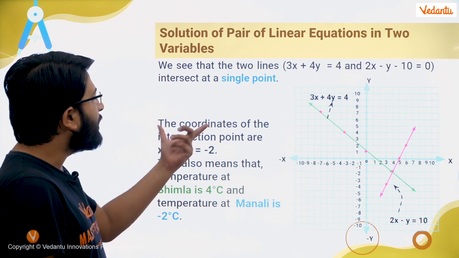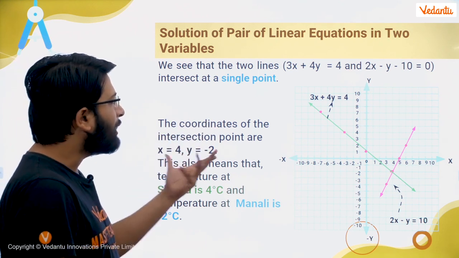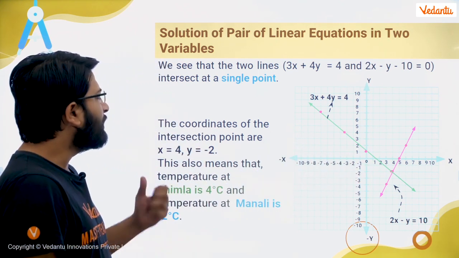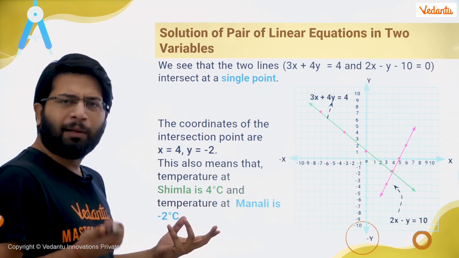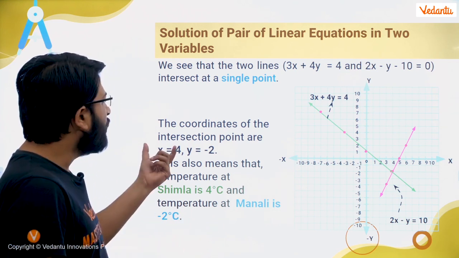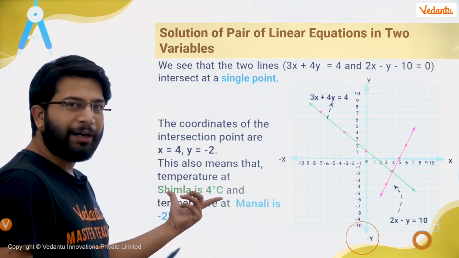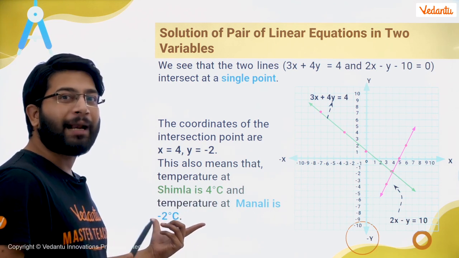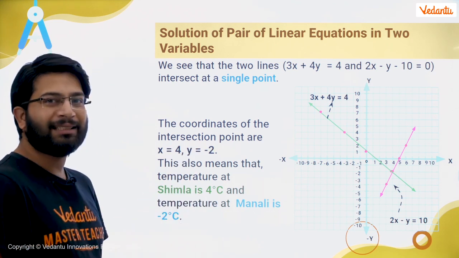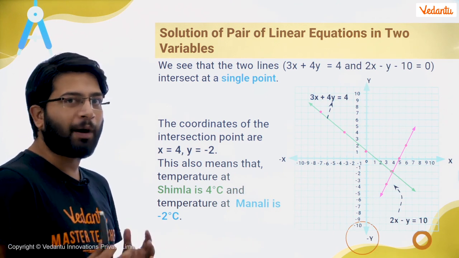Champ, we can say that the coordinate of the intersection point is what? 4, -2, which means that the value of x is 4. So the temperature of Simla is what? 4 degrees Celsius. And the temperature at Manali is what? -2 degrees Celsius. And that's how we can solve the word problem also.